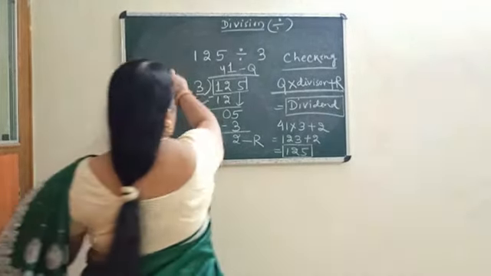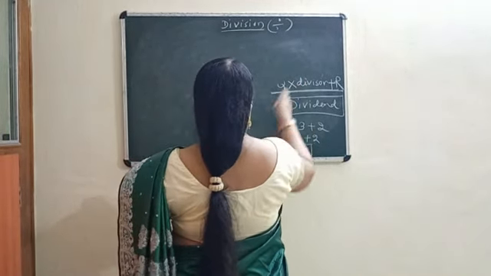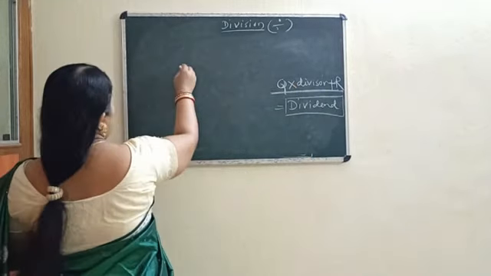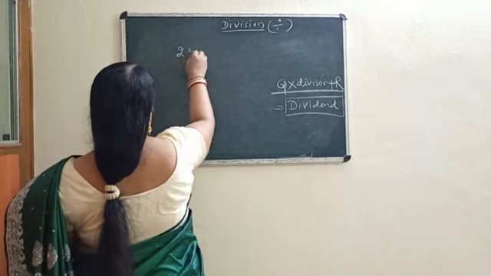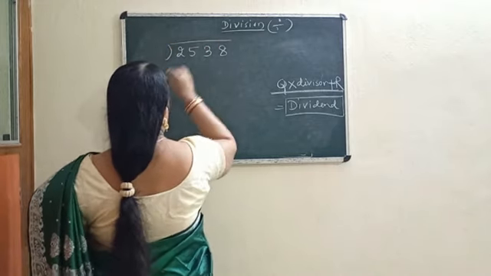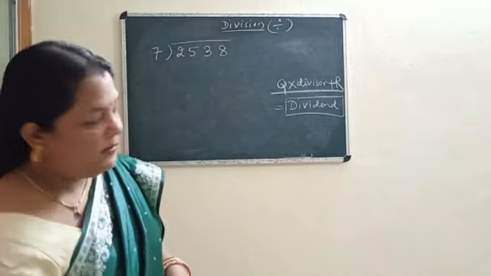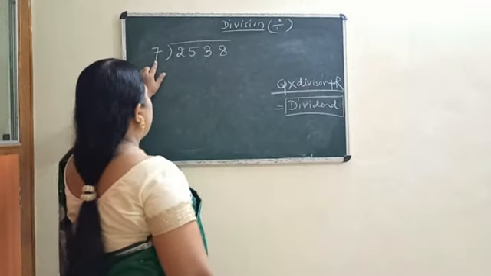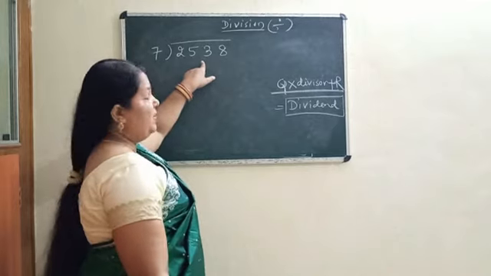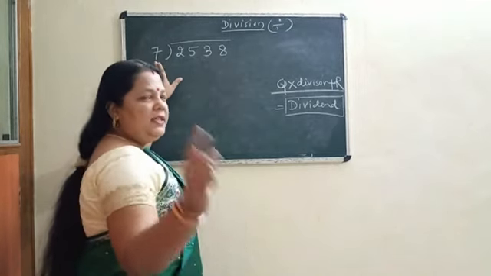Let me show you another example. We are taking a 4 digit number here: 2538 divided by 7. Here also I have taken a 1 digit divisor, but here the dividend is a 4 digit number.